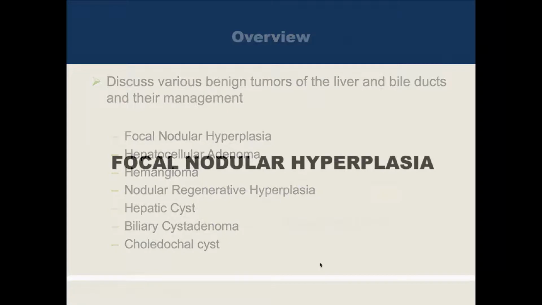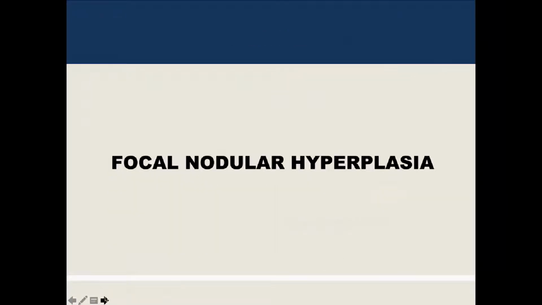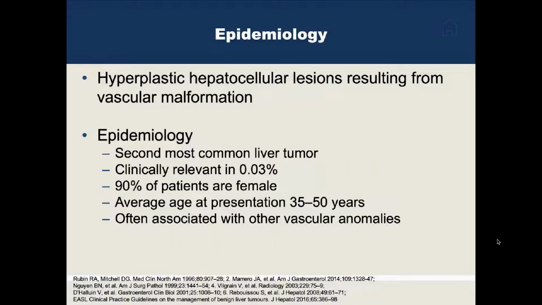So first off, focal nodular hyperplasia. So the epidemiology of focal nodular hyperplasia. These are hyperplastic hepatocellular lesions which result from vascular malformations. Notably, these are not neoplastic lesions, they are hyperplastic lesions. They're often associated with other vascular anomalies. They are the second most common liver tumor. Although they are the second most common liver tumor, they're only clinically relevant in 3 out of 1,000 patients.